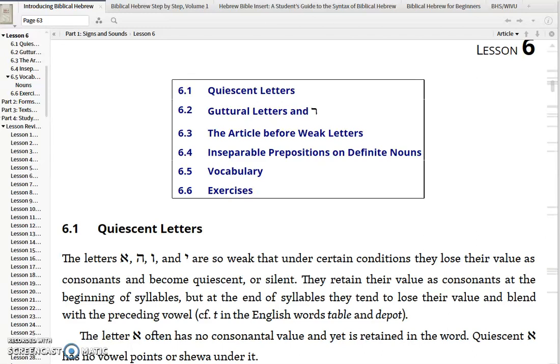We will now introduce Lesson 6. Now, certain letters are called weak letters, and one particular category of weak letter are the quiescent letters. These are letters that under certain circumstances will lose their value as consonants and become quiescent or silent. They'll retain their value as consonants at the beginning of syllables, but at the end of syllables they'll tend to lose their value and blend in with the preceding vowel.